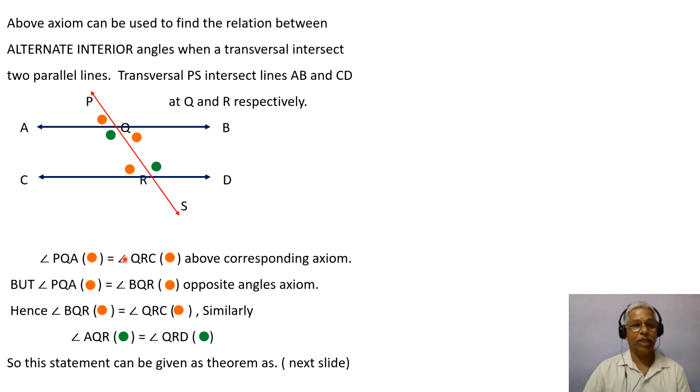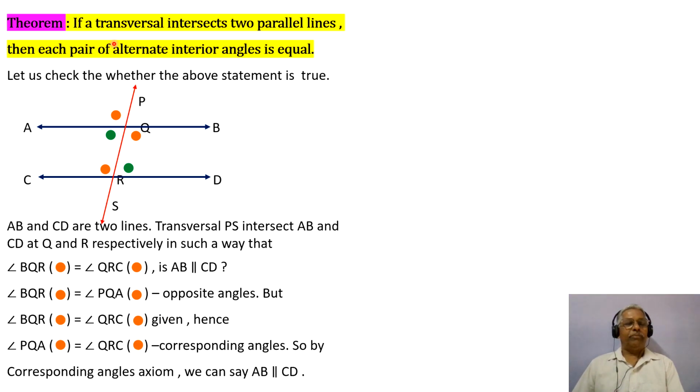This is the proof. Similarly, the green one, angle AQR equals angle QRD. So this statement can be given as a theorem, and we are giving it on the next slide. Theorem: if a transversal intersects two parallel lines, then each pair of alternate interior angles is equal. This is one pair, this is another pair.